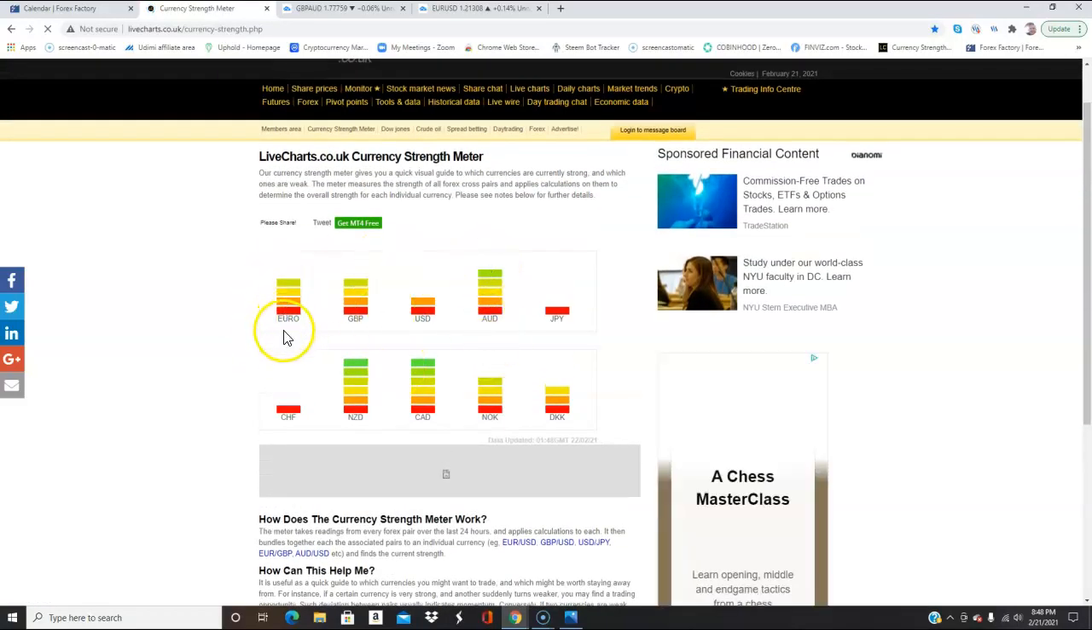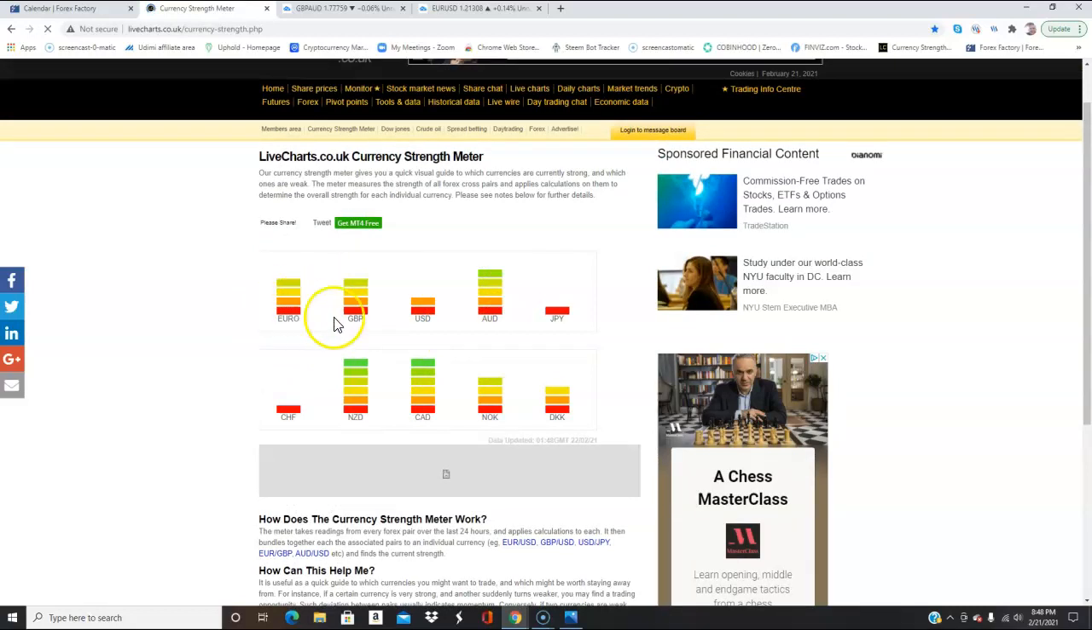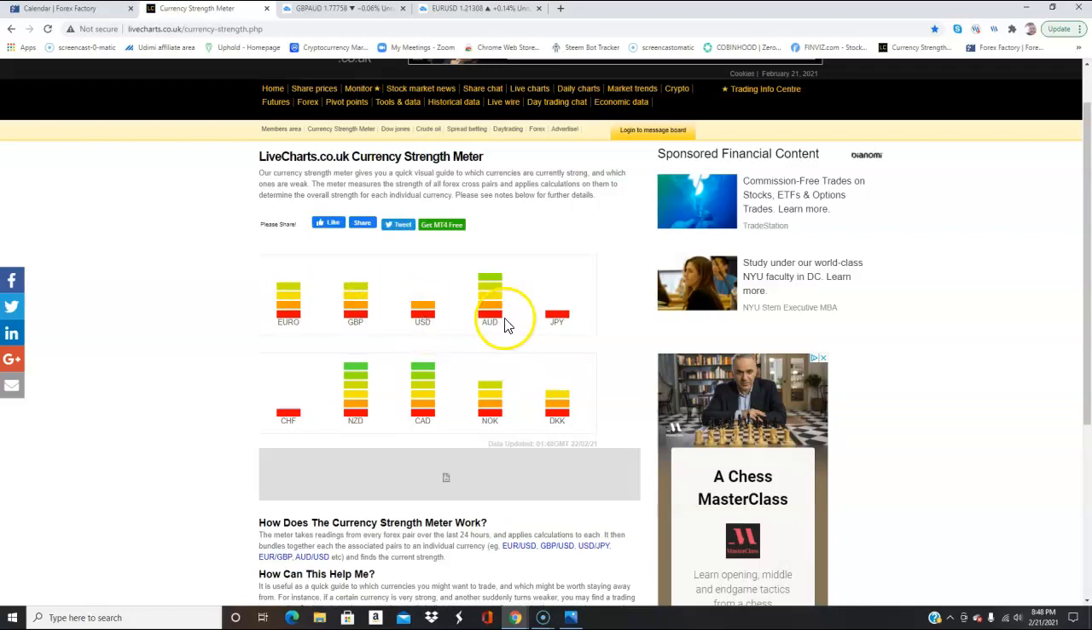So we have the euro with 4 bars, the GBP, the pound, with 4 bars. We have the USD showing 2 bars. We have AUD showing 1, 2, 3, 4, 5 bars. The yen, which is the JPY, is really weak right now. It's got 1 bar. NZD, you can see here, and the Canadian dollar, you can see here, are both very strong, and the CHF is like the yen and is pretty weak.